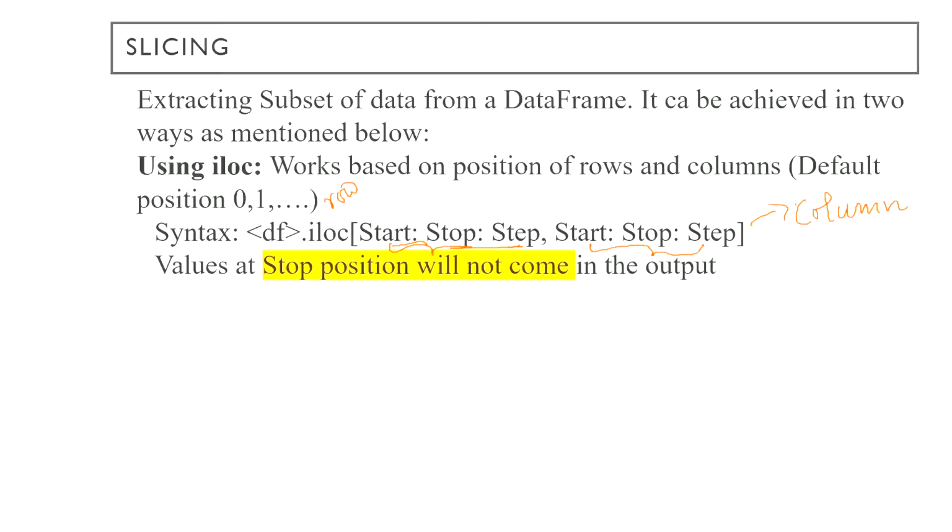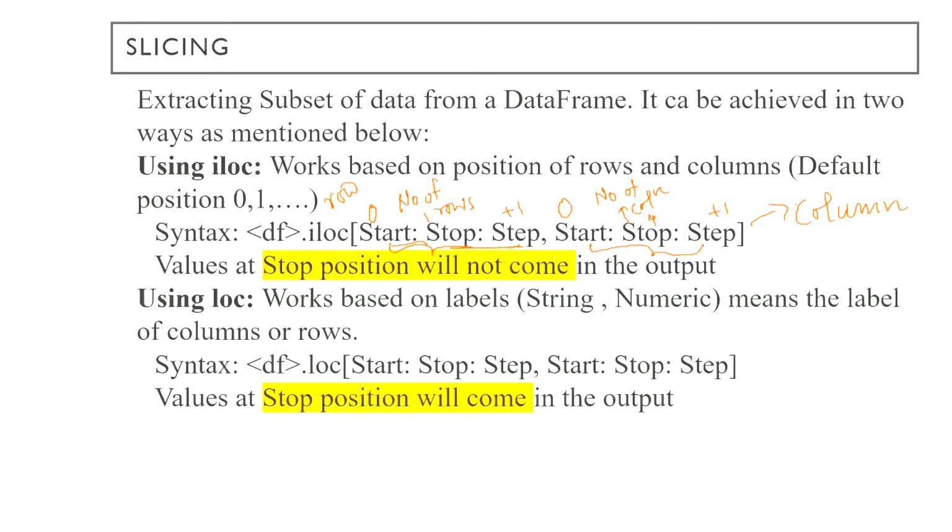The default value of start is 0, and the default value of stop is the number of rows. This one is plus 1. In the same way, here it is 0, and here it is the number of columns. I am writing in short, it is plus 1. Number of columns means if 4 columns are there, the default value of stop will be 4. That means if we do not mention it in the slice. Another point is that whatever value you have in the stop position, it will not come in the output in case of iloc.